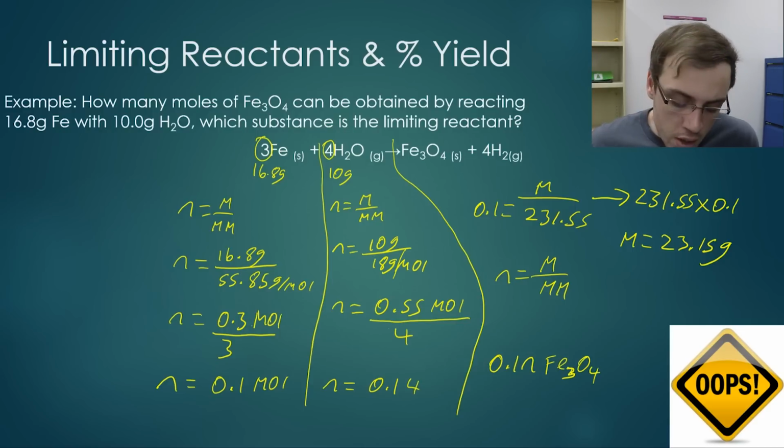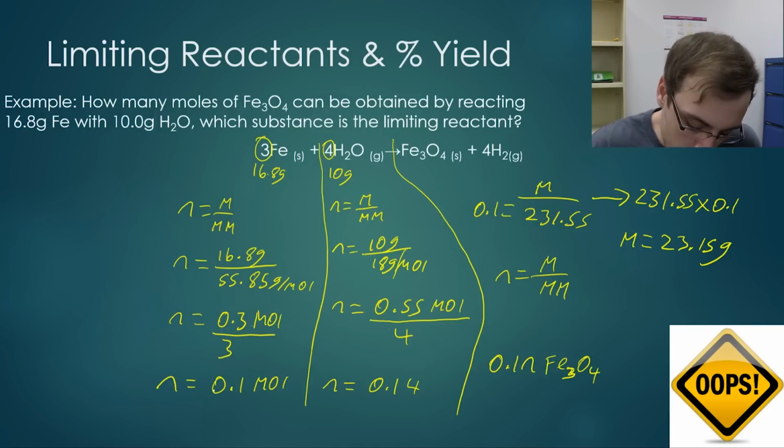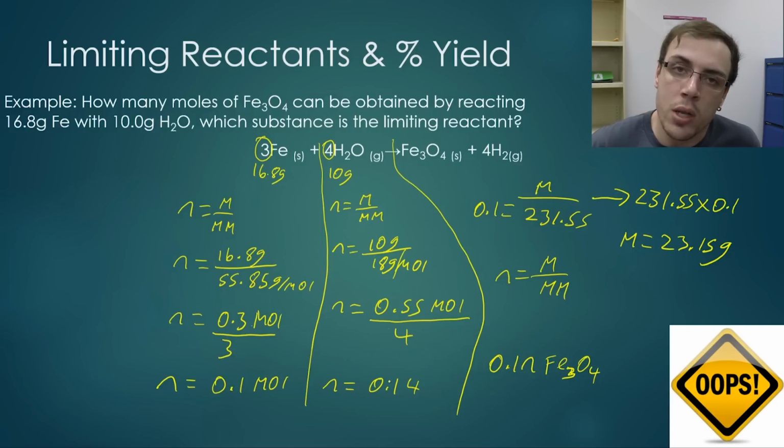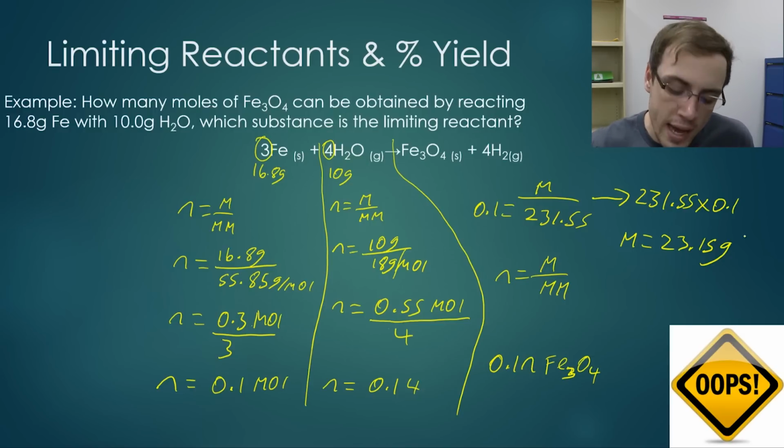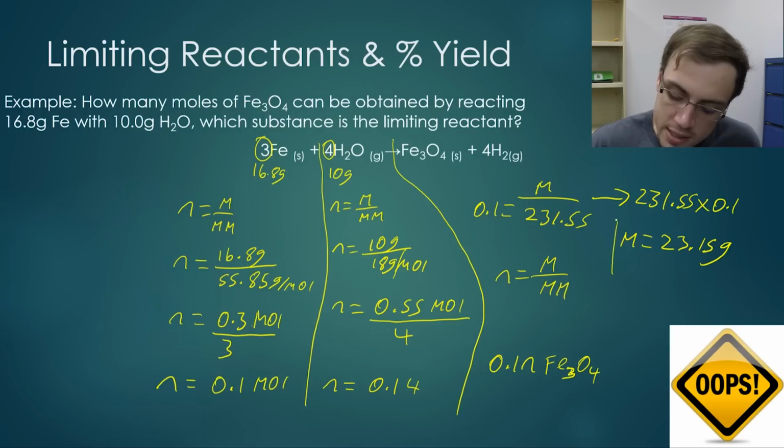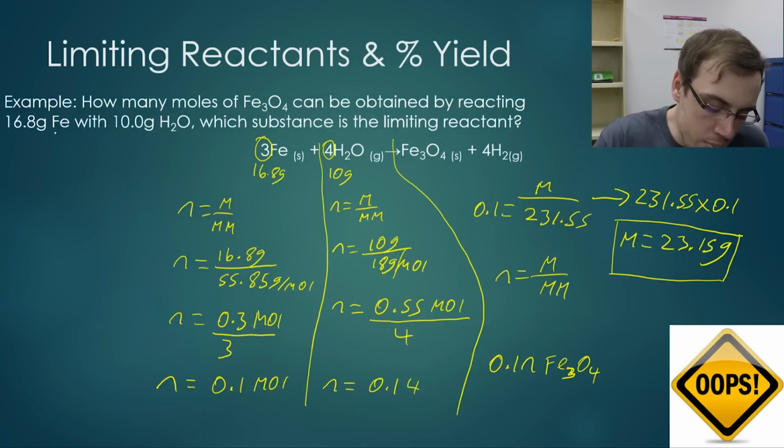Now, couple of things that we just did here. The first thing was we first calculated the limiting reactant by calculating the moles of each of these compounds and determining which one was the lowest molar concentration. The next thing we did is we calculated what is called the theoretical yield. So this is how much product can be formed, assuming that every single atom of the reactants is being used. So by doing it this way, we calculated that we had 23.15 grams of Fe3O4 created from 16.8 grams of iron and 10 grams of water.